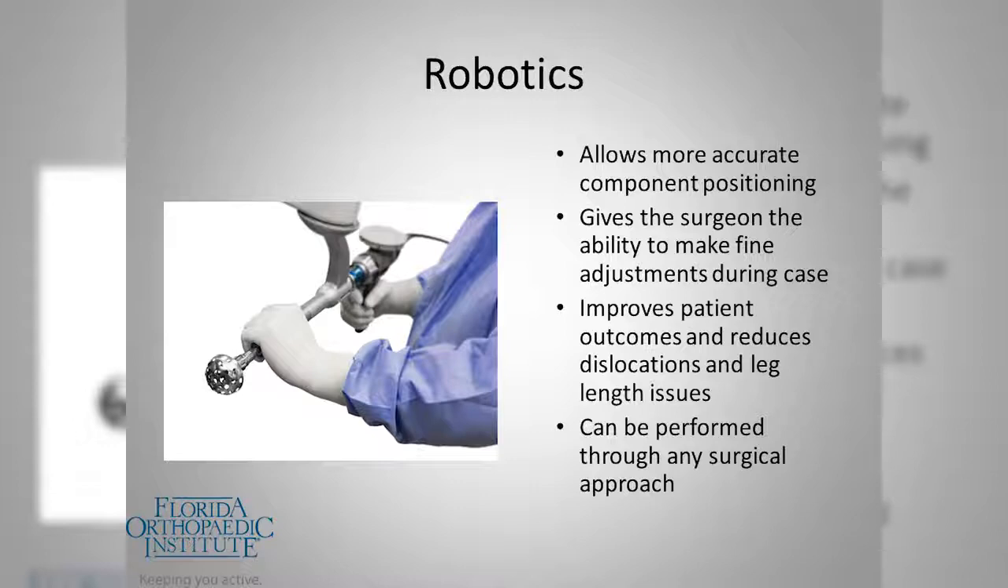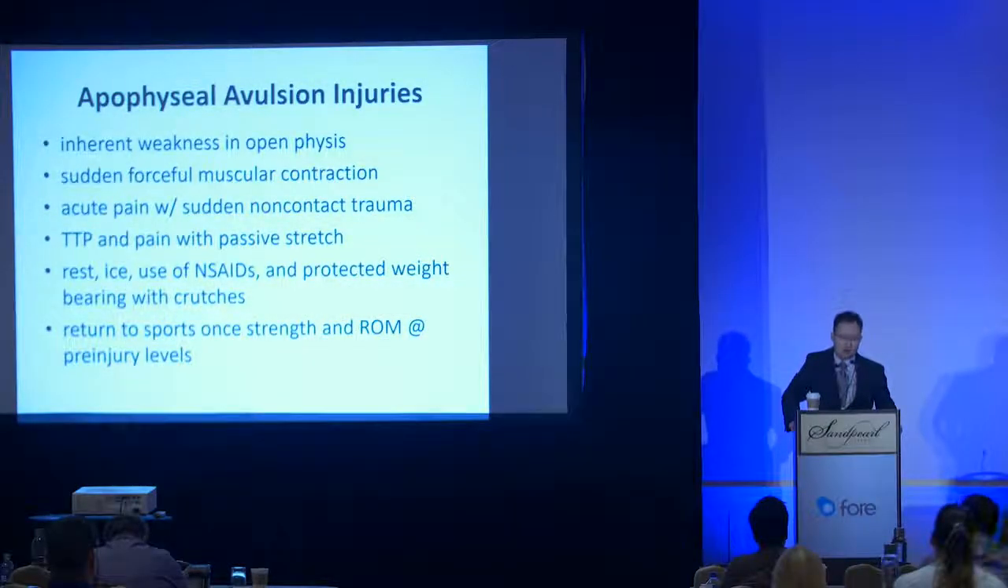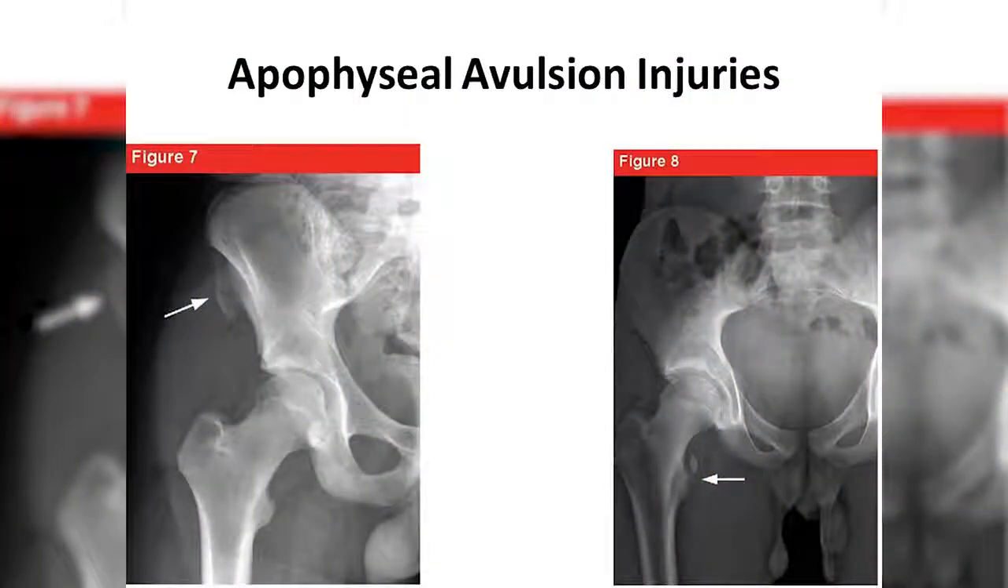Obviously, I would not recommend them running or doing other things while this is happening. And most of these kids, they're pretty resilient. You give them 4 to 6 weeks, they come back and they're ready to go back to sports and they get better. So here's a couple of examples. One on your left there is an avulsion of the anterior superior iliac spine, and then the one on the right is the lesser trochanter avulsion with the iliopsoas attachment.